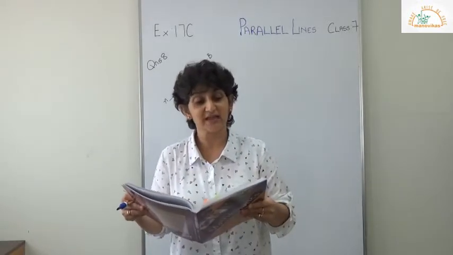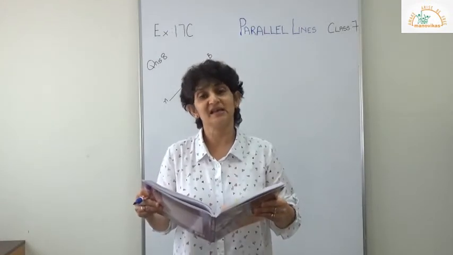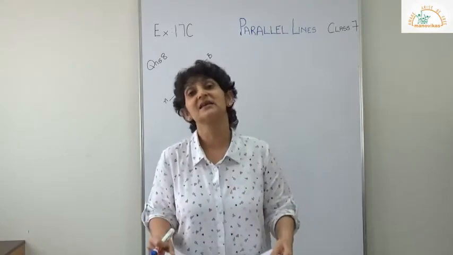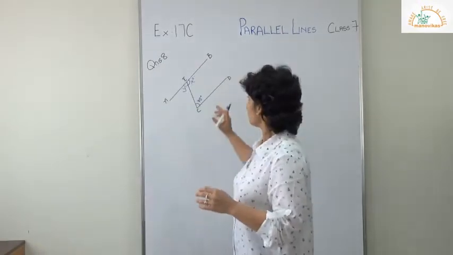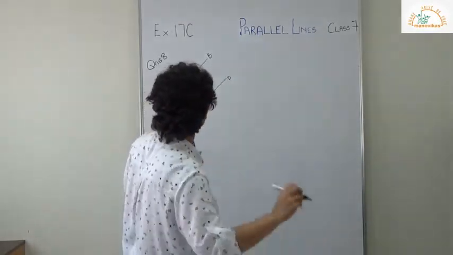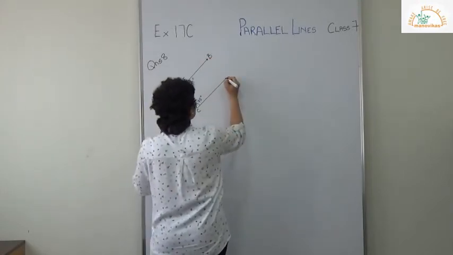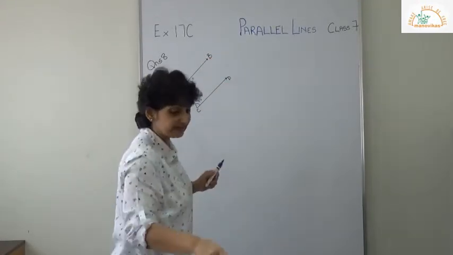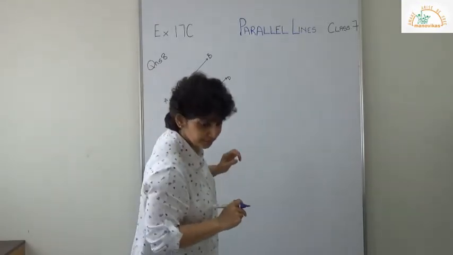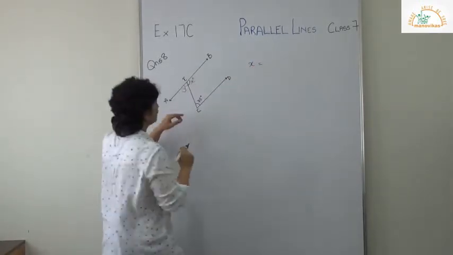Let's read the question. In each of the figures given below, AB is parallel to CD. Find the unknown angles giving reasons. So, now you know that it is told that AB is parallel to CD. When you have these arrows, it says that AB is parallel to CD. So, you need to find X and Y, isn't it? Alright, now, angle X will be equal to what?